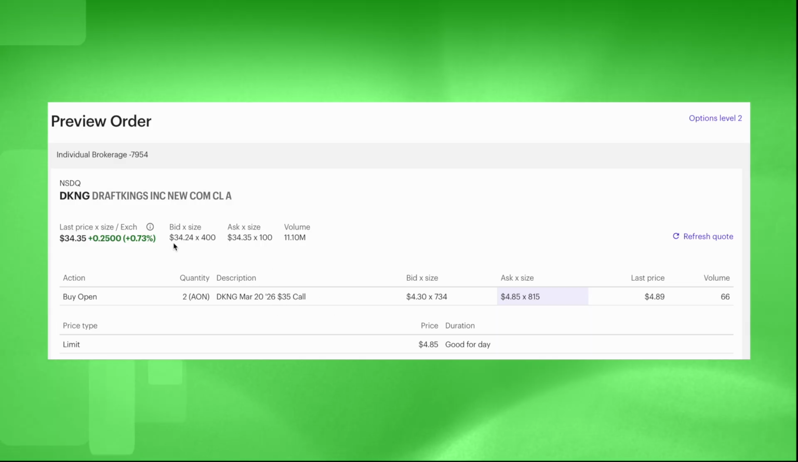We're choosing 35 because we think it's going to go higher from where the price of the stock is currently at, which is $34.35. And our limit price is $4.85, which is the asking price. And we see a volume of 66. So that means 66 people on Friday placed the same order, or they sold some of their contracts. We don't know. We just know that 66 orders were placed on Friday, which was the last trading day before I made this video. And the higher the volume, the more advantage that you have.